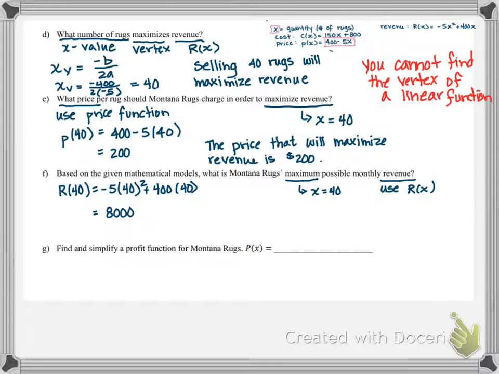So we can see here, even though we lowered the price from when we sold 20 rugs, it allowed us to sell more rugs, which gives us $8,000 instead of $6,000, which is what we got when we had a price of 300. So the maximum revenue is $8,000.